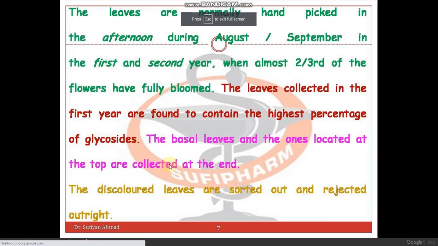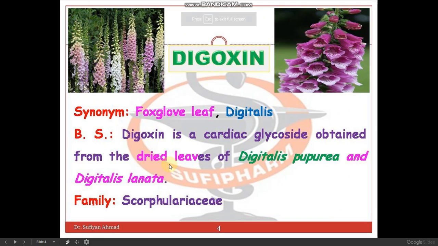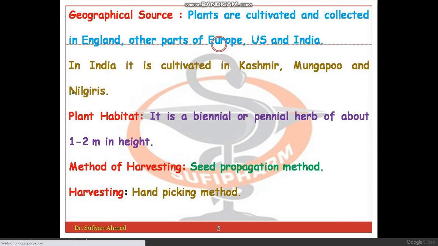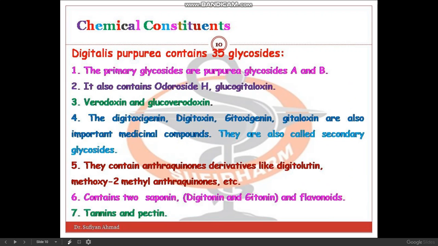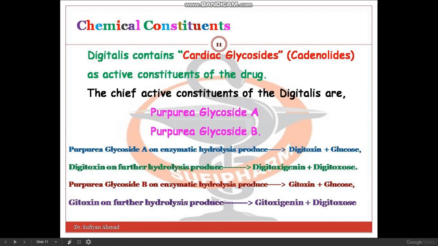So let's first recall a bit. This is digoxin obtained from the plant Digitalis purpurea, the dried leaves. Always remember the part used is the leaf. Although flowers are also used commercially, the flowers are generally used for ornamental purposes, whereas the leaf is used for medicinal purposes. Digitalis purpurea, Digitalis lanata, Scrophulariaceae is the family. We have already completed this portion in the previous video, so I request you to watch those videos.